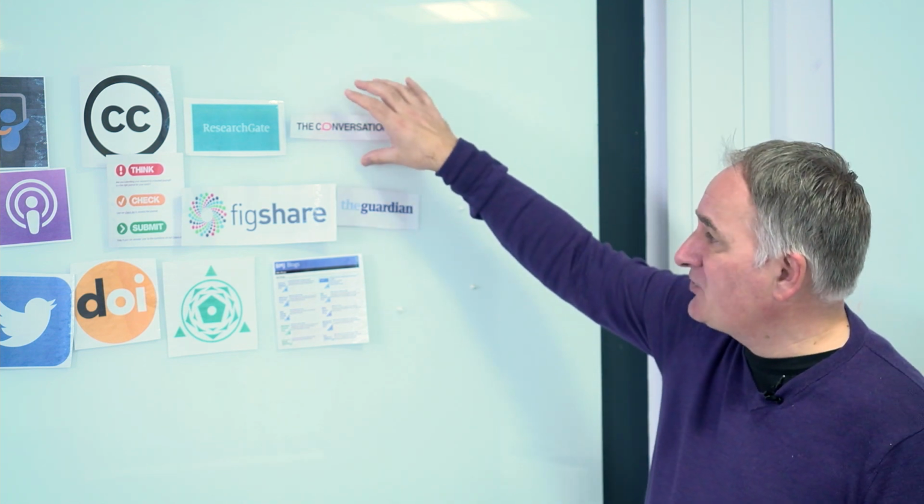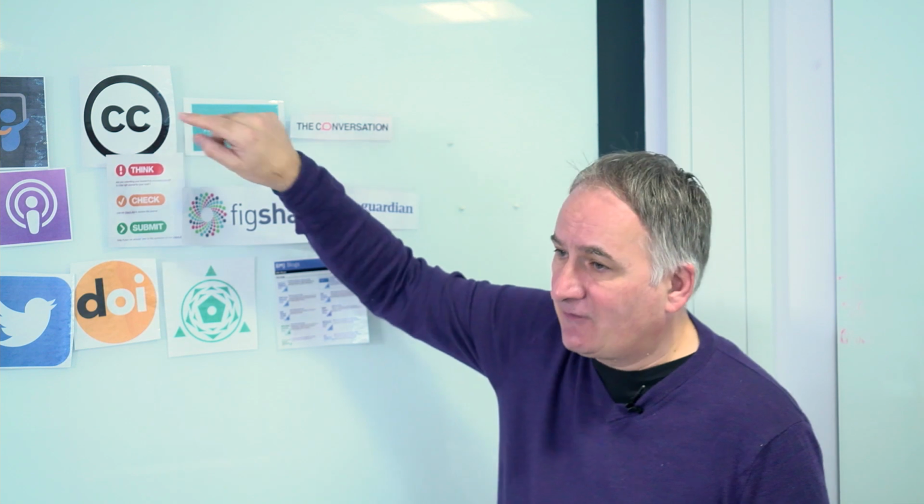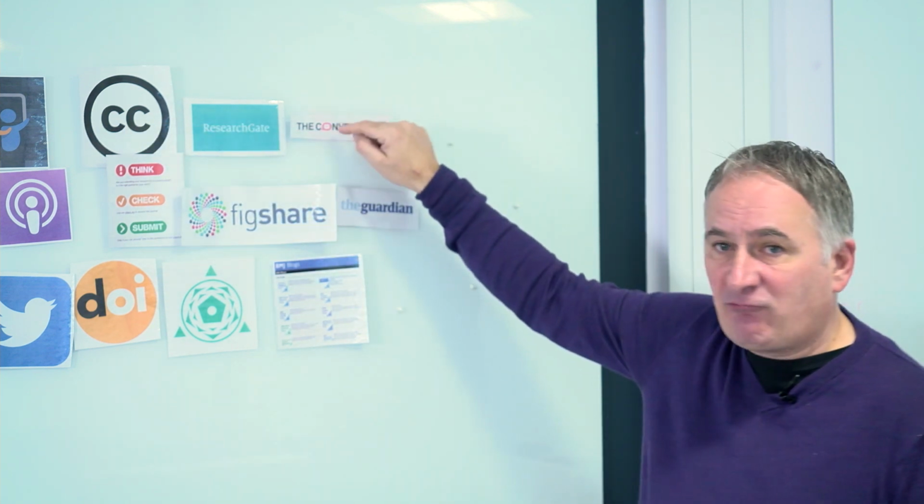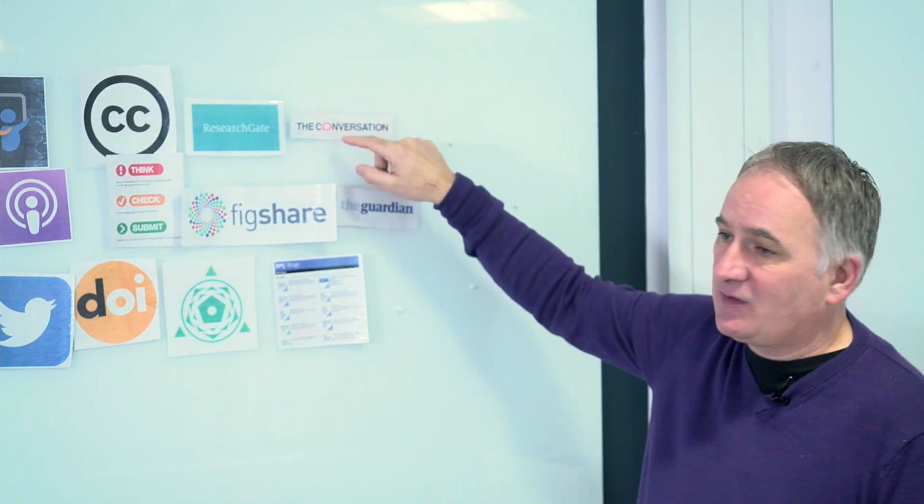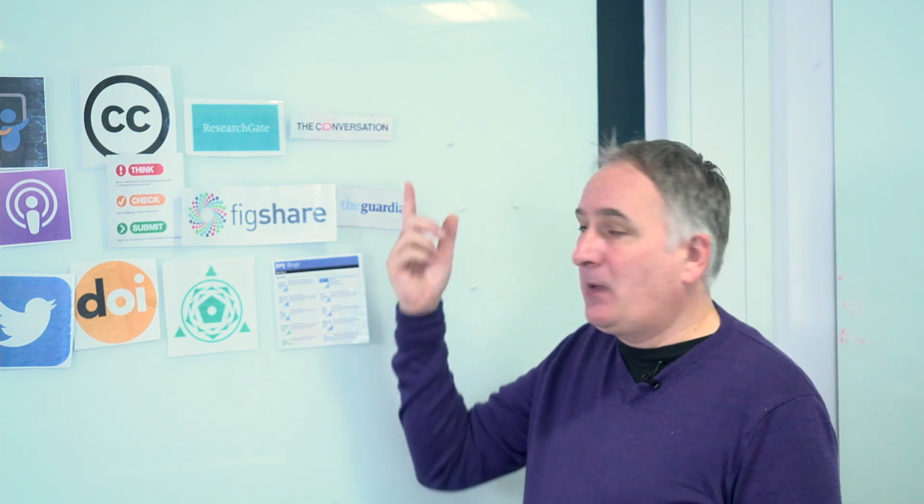Also, stories that get published on The Conversation are published under Creative Commons. So they do get run. I've written a few times for The Conversation, and they've appeared on the World Economic Forum. They've appeared on CNN. So they can appear in other places.